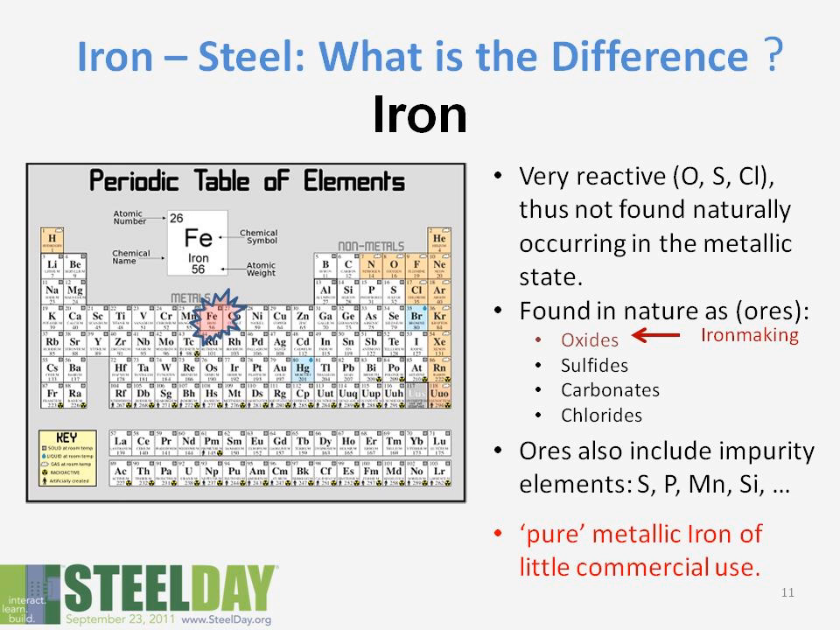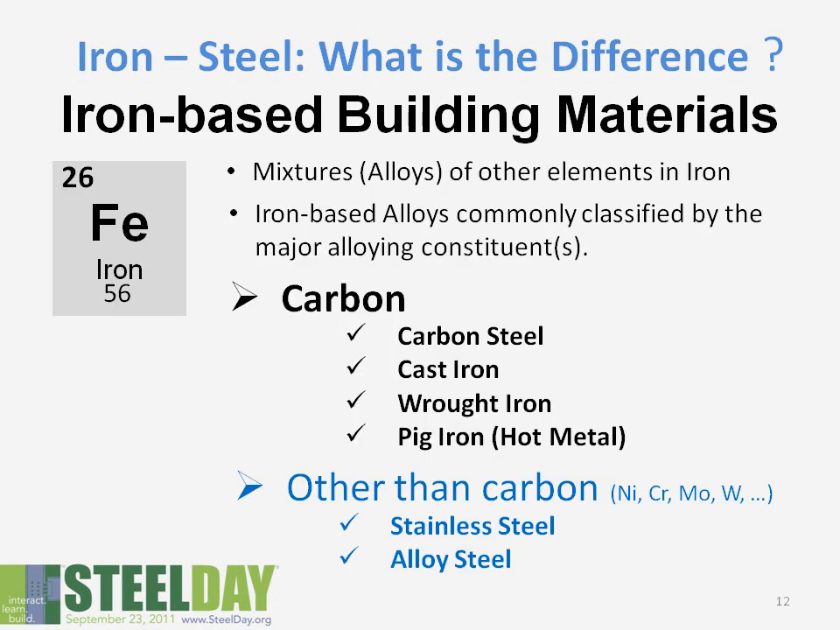Iron in its pure metallic form is actually of very little commercial use. When we use iron, we usually use it as an iron-based building material. That is, it's an alloy or a mixture of iron with some other elements. And again, these iron-based alloys can be classified by the major alloying constituent. Again, we're talking about carbon steels. We will talk about carbon steels, cast iron, wrought iron, and touch briefly on pig iron or hot metal.